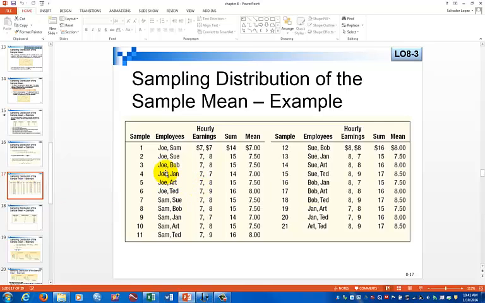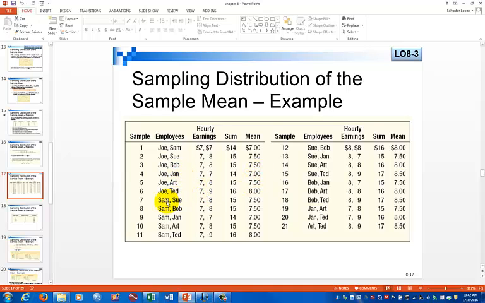Now if you combine each employee, Joe is the first one with the following person, Sam, and then with the following, Joe and Sue, Joe and Bob, Joe and Jen, Joe and Art, Joe and Ted. You get the two earnings for the two, 7 and 7, 7 and 8, 7 and 8, 7 and 7. And you can calculate, add them up, divide by 2, which gives you 7. Here, 7 plus 8, 15, divided by 2, 7.50.